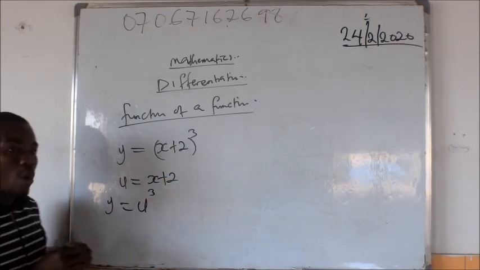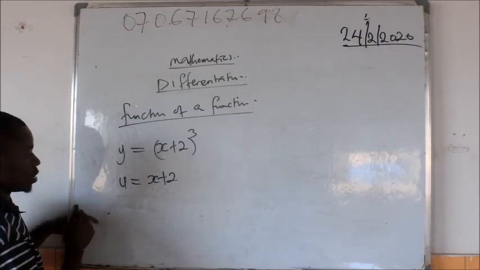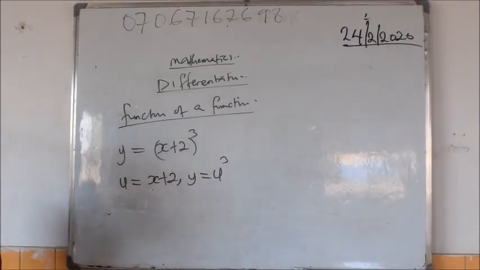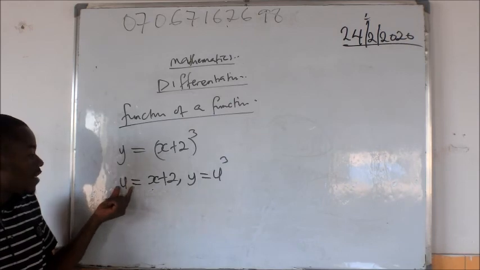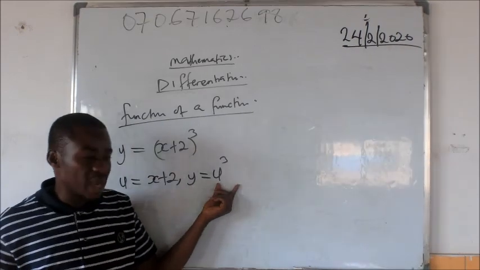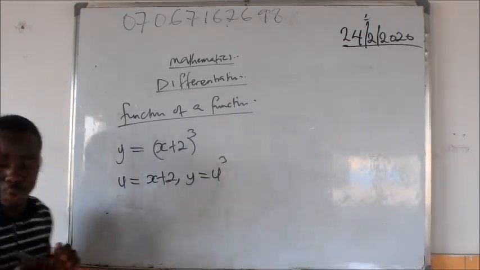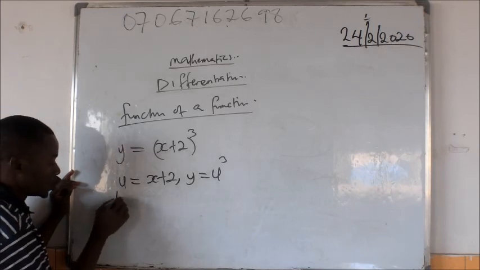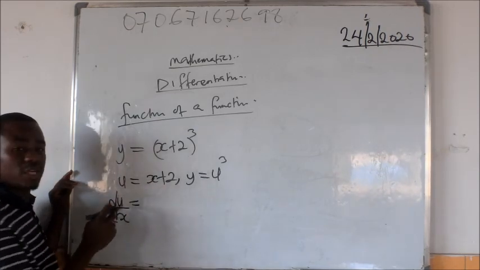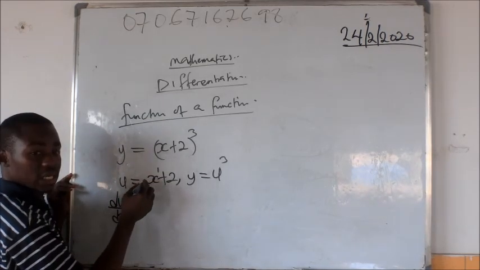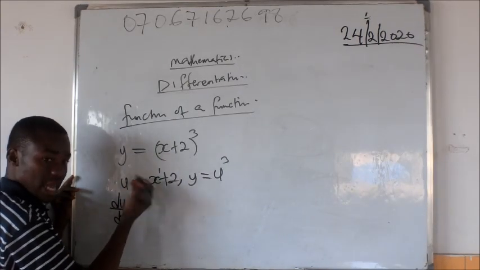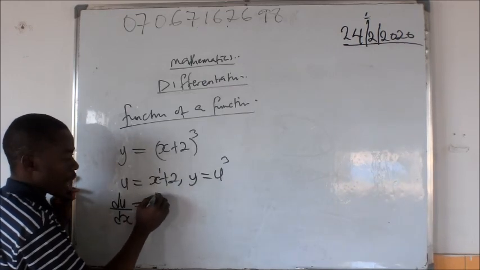Now, what you will do is, let me write this one. y equal to u raised to power 3. You will differentiate this u with respect to x, and you also differentiate this y with respect to u. Now let's differentiate du over dx. If you differentiate x, you have 1. I told you to use this 1 to multiply here. 1 times 1 is 1. You now have x raised to power 1 minus 1.